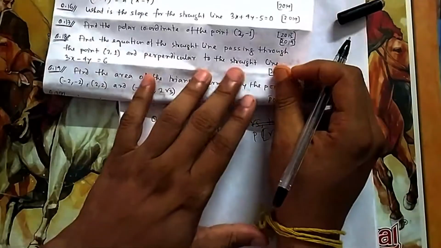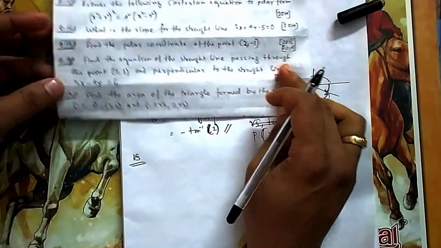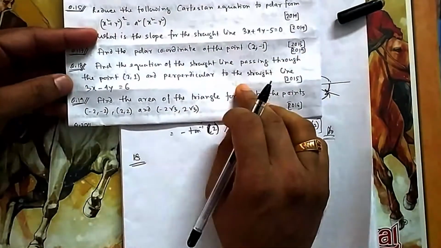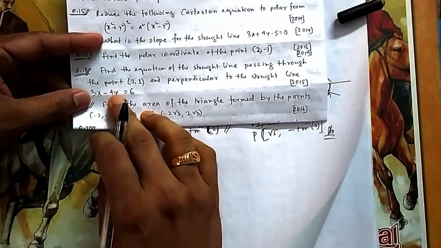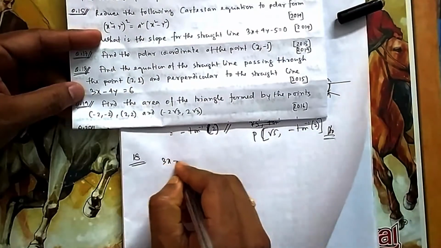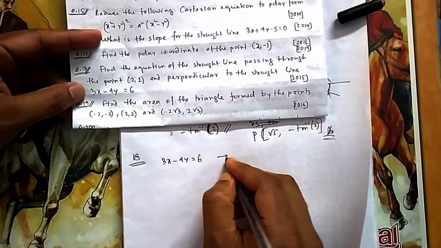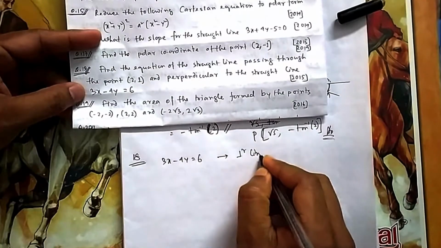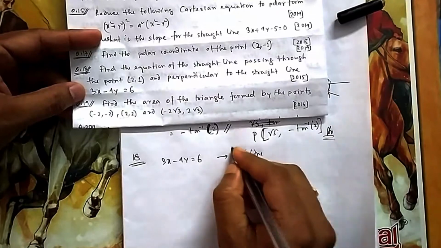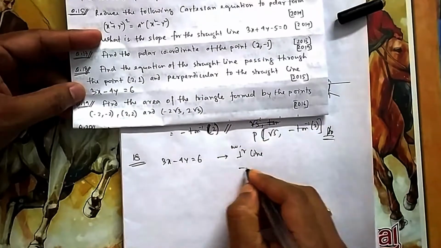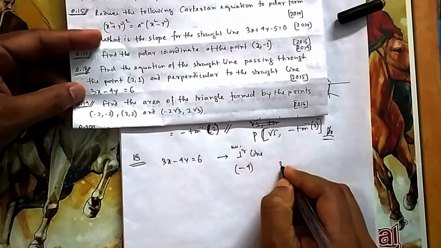Find the equation of the straight line passing through the point (2, 1) and perpendicular to the straight line 3x minus 4y equal to 6. Now you have seen some shortcuts to write the perpendicular directly from this. So you can use that shortcut, or suppose if it is not done in your class, you can take the perpendicular line. So I am doing the shortcut here and I will do the original method. So we know the perpendicular line will be what? You change the coordinate of x and y.